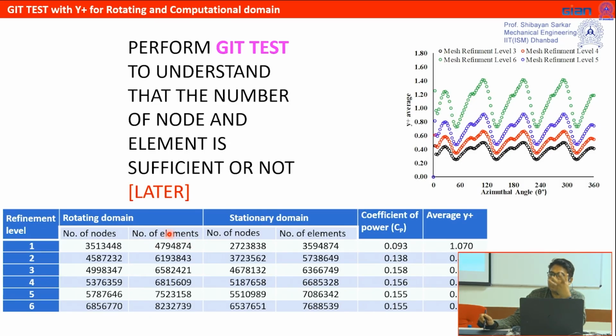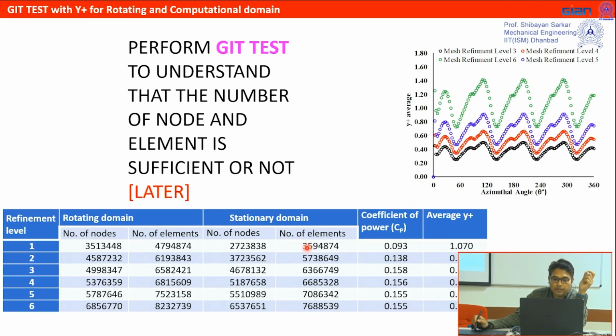So corresponding to that, it will be in the denominator, and in the numerator you will put the value which is coming out of the software. So you will get a coefficient of power. Similarly, you will get the coefficient of torque also. Now, along with this coefficient of power and coefficient of torque, you are getting the average Y plus value. Whatever Y plus value you get out of this exercise, you can put it here.